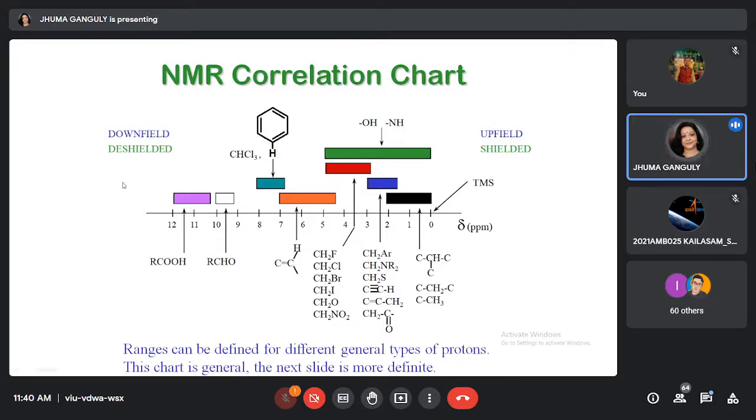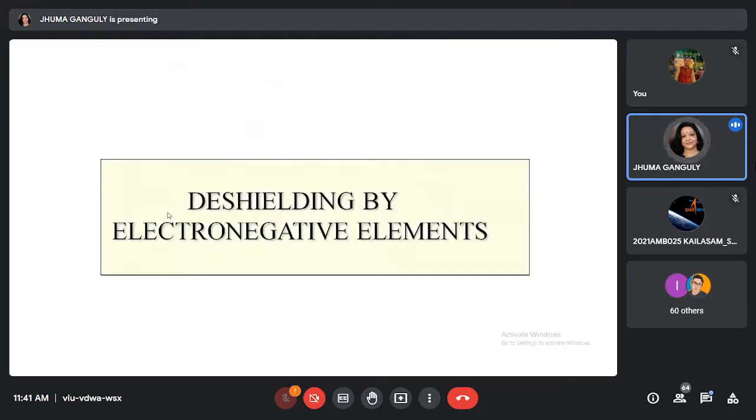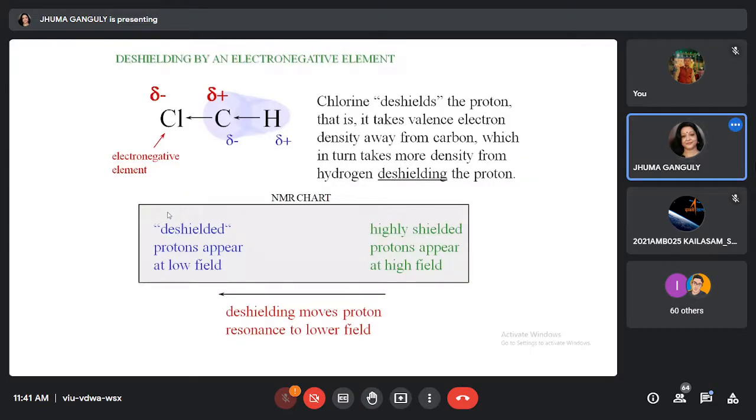If you have 11 to 12, then you have a different proton. Okay. As for anisotropy, I don't want to share that right now because it is a different concept. That is actually just deshielded electron.